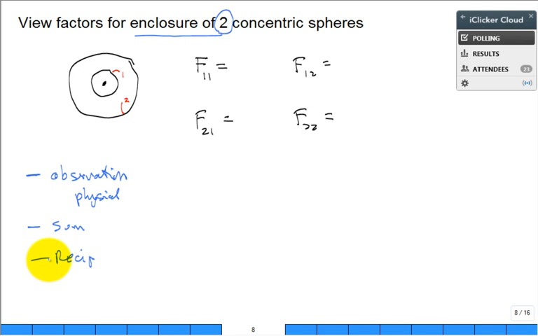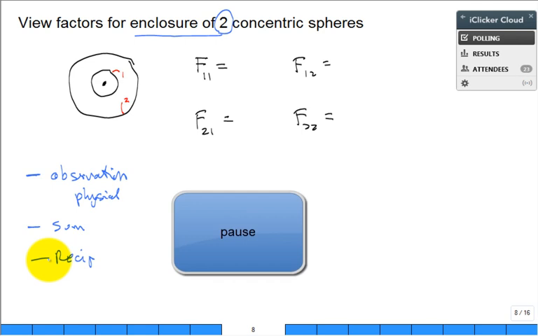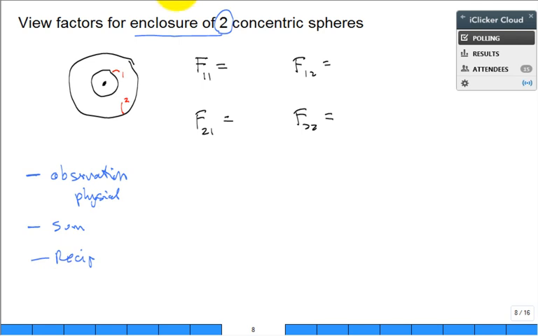So I have 4 view factors here. What I'm going to do is pause, walk around, and see how many of these 4 you can calculate. No quiz today. So let me pick it up here.